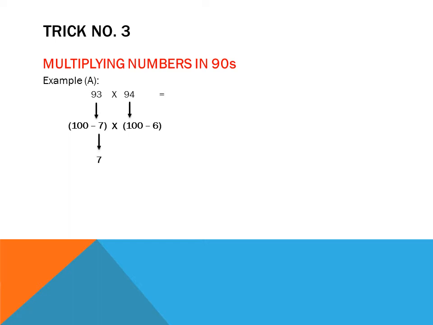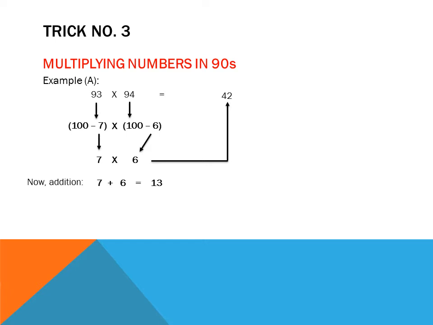Now what we have to do is take 7 and 6 from here and multiply both of them. So 7 multiplied by 6 comes out to be 42. This forms a partial answer for our case. The answer is not yet complete. Now addition. We have to add both these 7 and 6. So 7 plus 6 is 13.